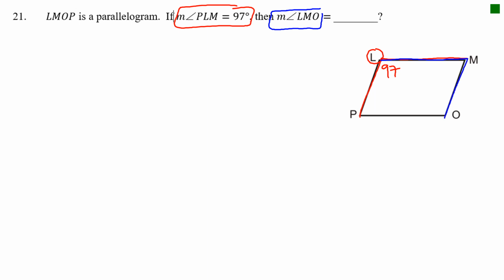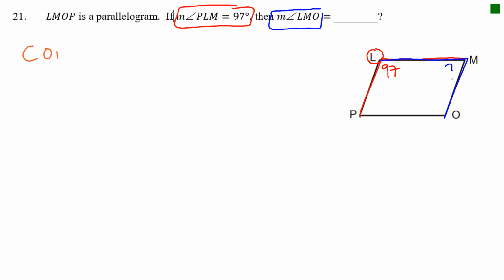LMO, the one in the middle, is M. So they're really trying to figure out what angle M measures. Notice those two angles are next to each other. So if you go back to your properties, angles that are next to each other are also known as consecutive angles. And consecutive angles are supplementary.